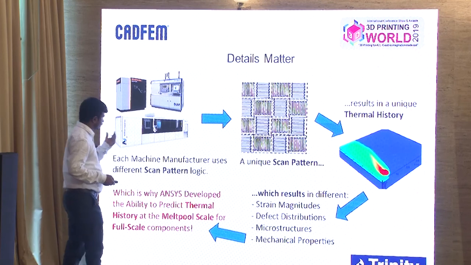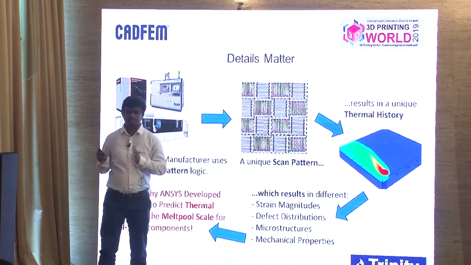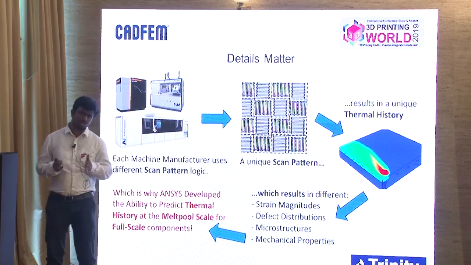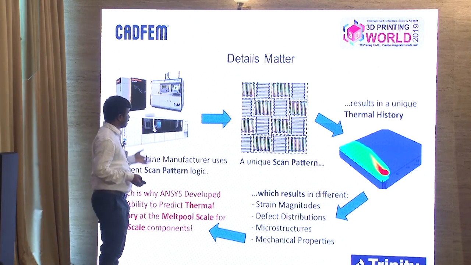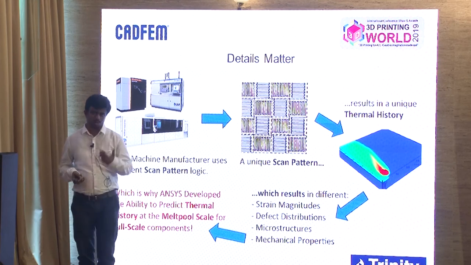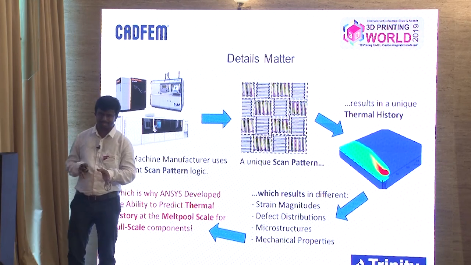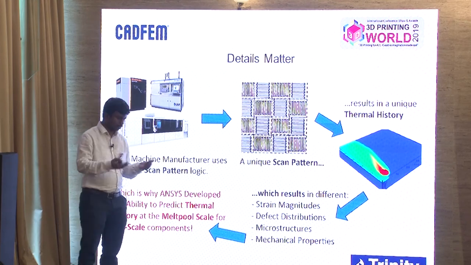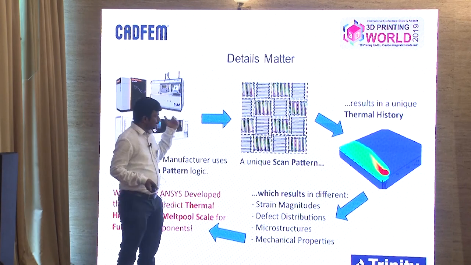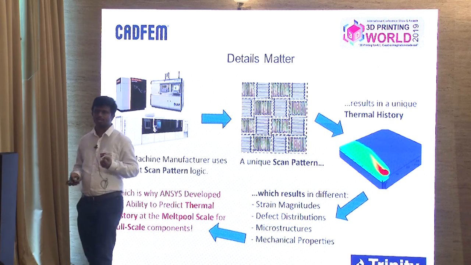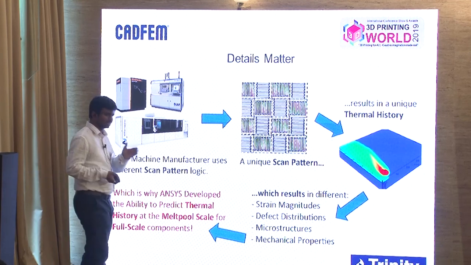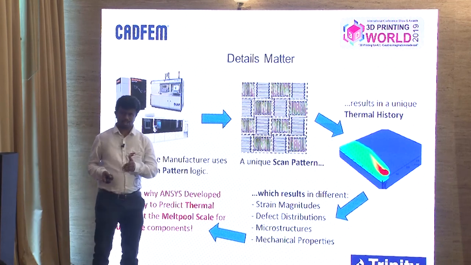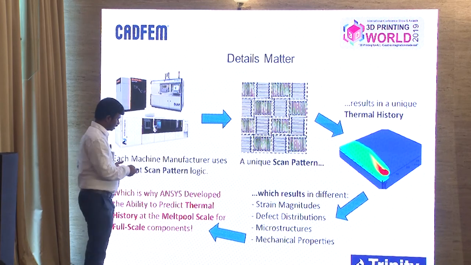Details definitely matter. Every machine that is going to operate upon this 3D printing technology will have a definitive scan pattern. And that scan pattern creates a unique type of melt pool dynamics in the molten form of this powder. So it's possible to have all those thermal gradients, which are driven by these unique scan patterns, very well captured in simulations coming from different types of machines.